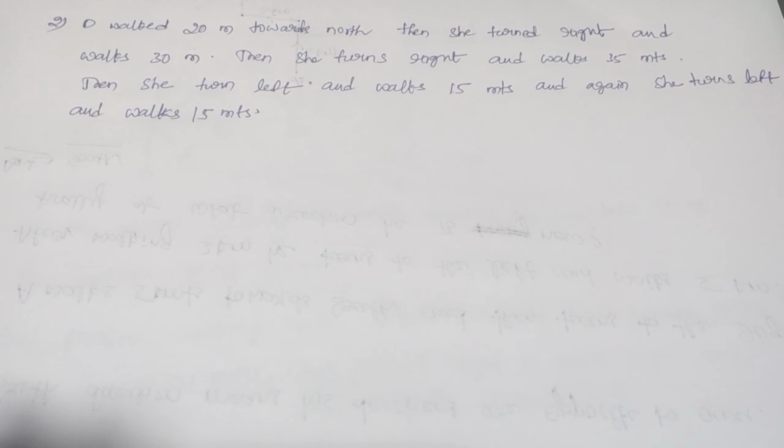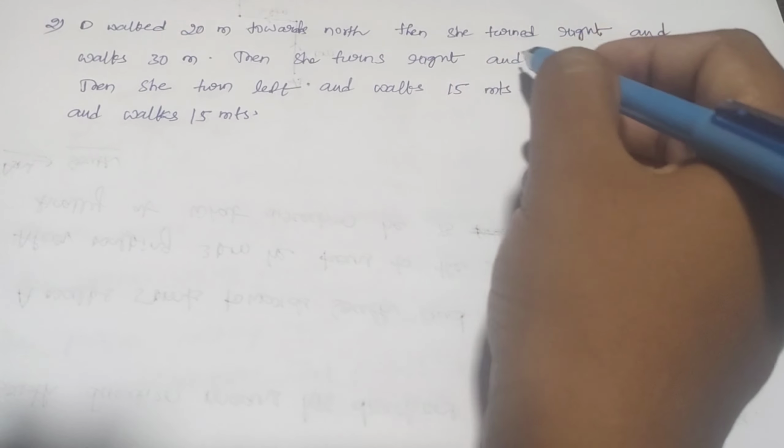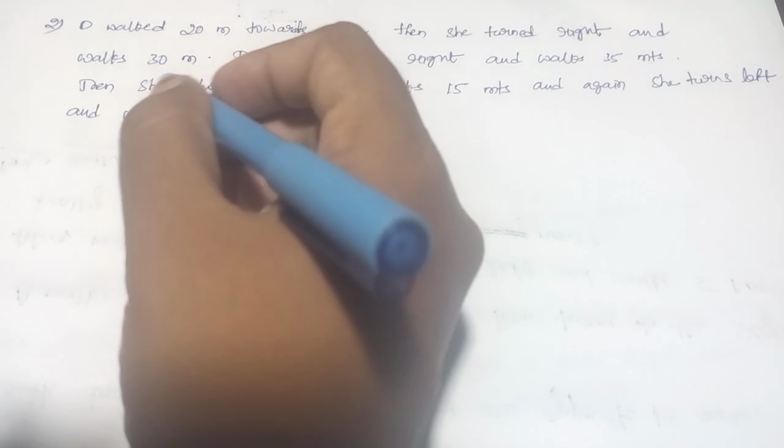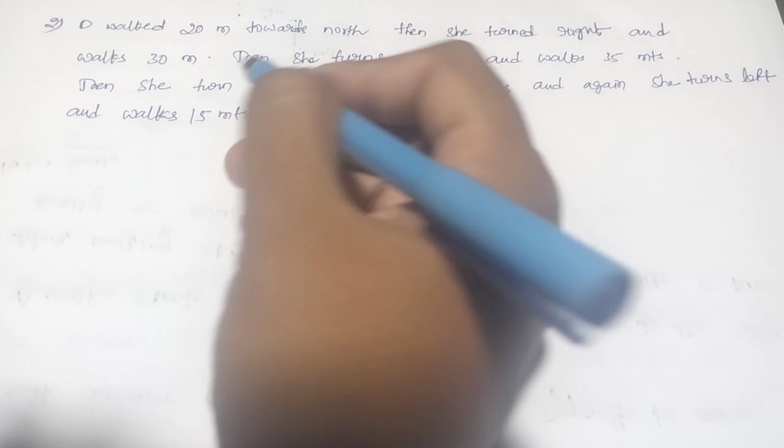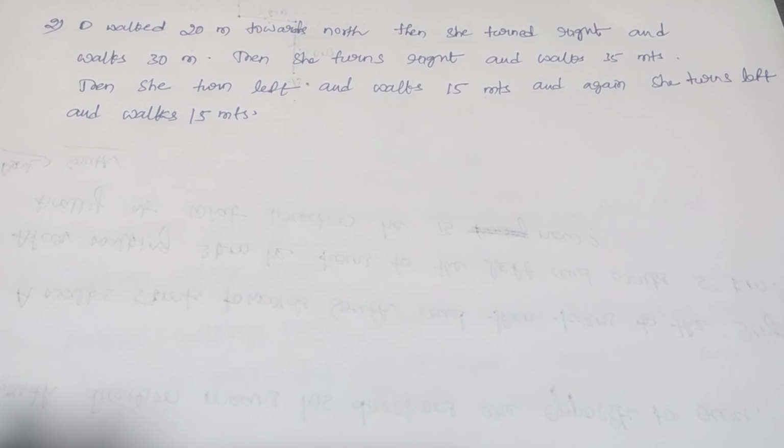Now this is the question. D walked 20 meters towards north. Then she turned right and walks 30 meters. Then she turns right and walks 35 meters. Then she turned left and walks 15 meters, and again she turns left and walks 15 meters. This is the question. We have to solve the answer.